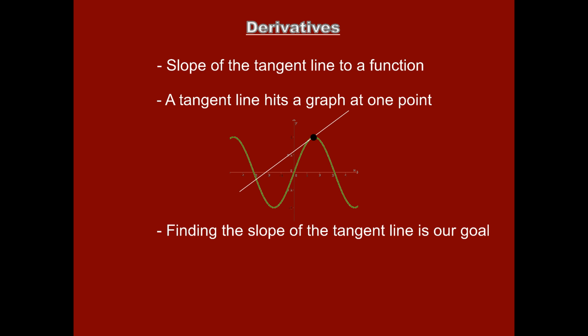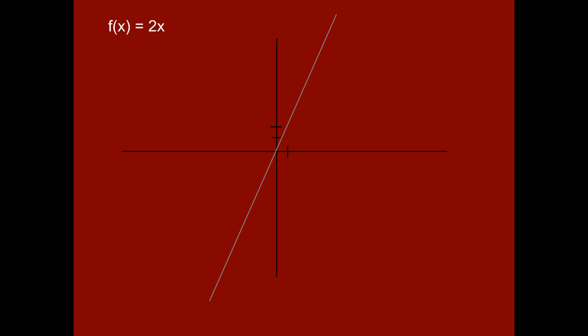Fortunately, we have mathematical ways of finding the slope without having to estimate. Take the function f of x equals 2x for example. To find the derivative, you find the slope of the tangent line. Luckily, the slope, found using rise over run, everywhere is 2. So the derivative of f of x graph would be a line at y equals 2.